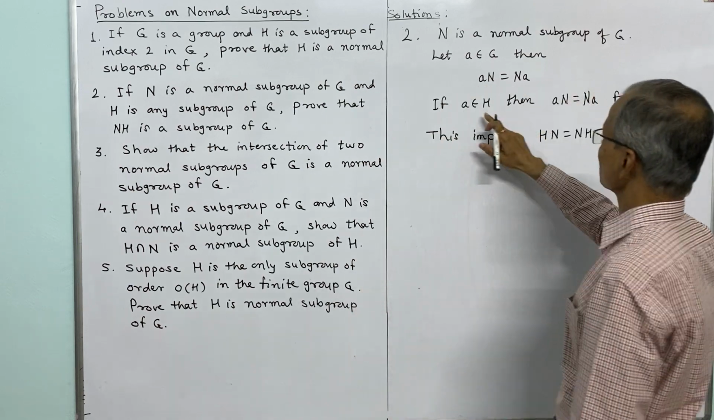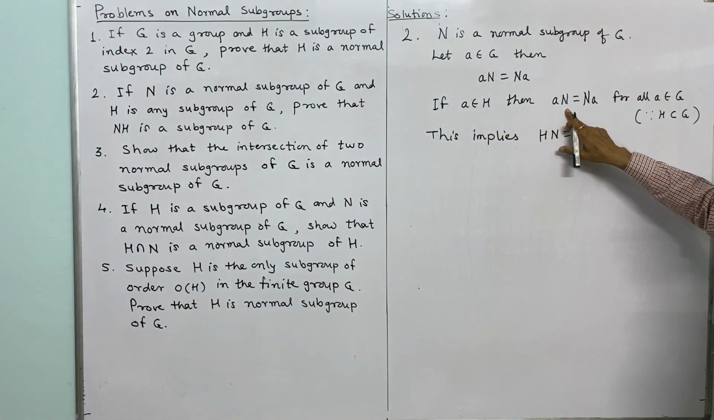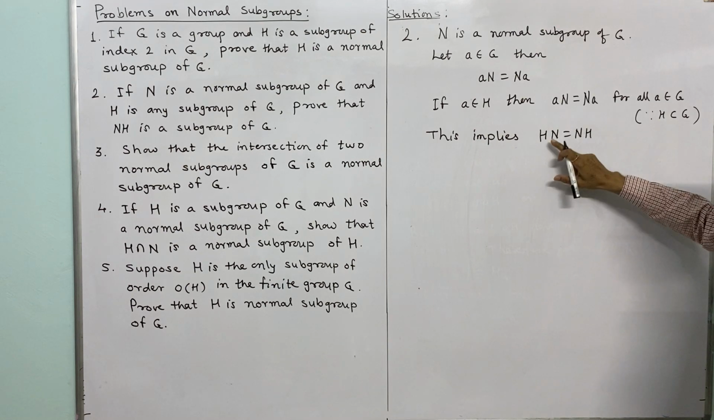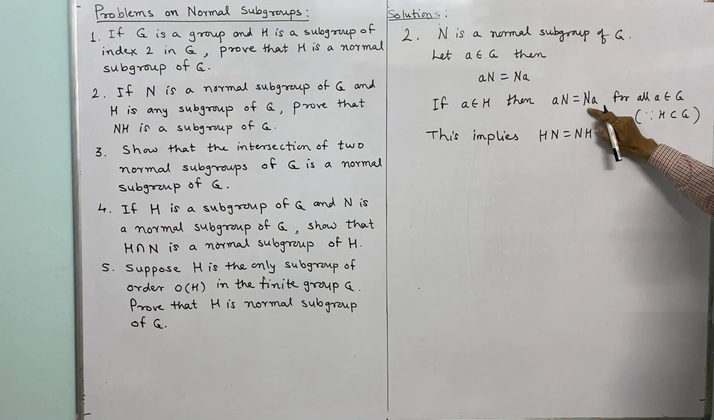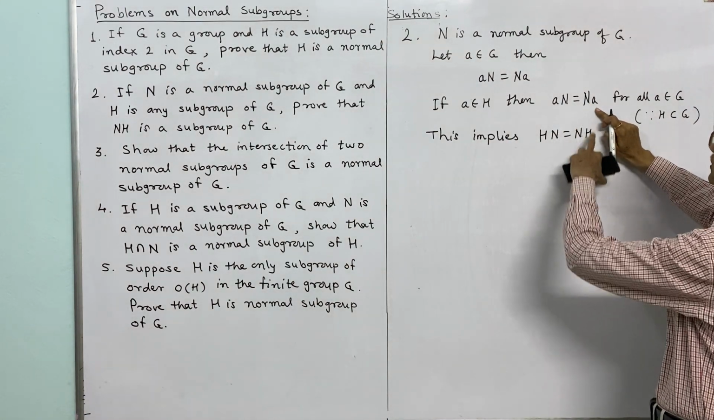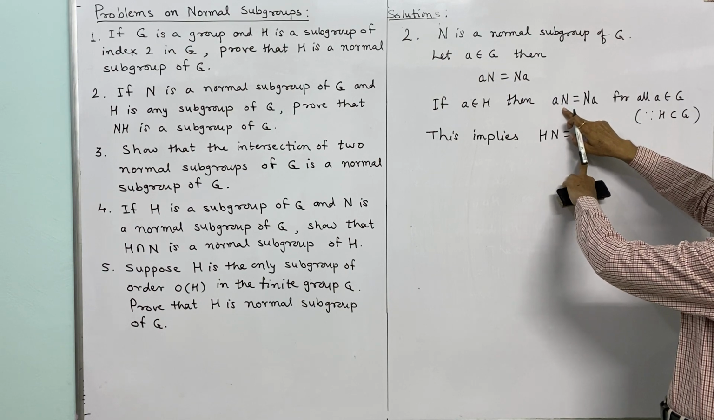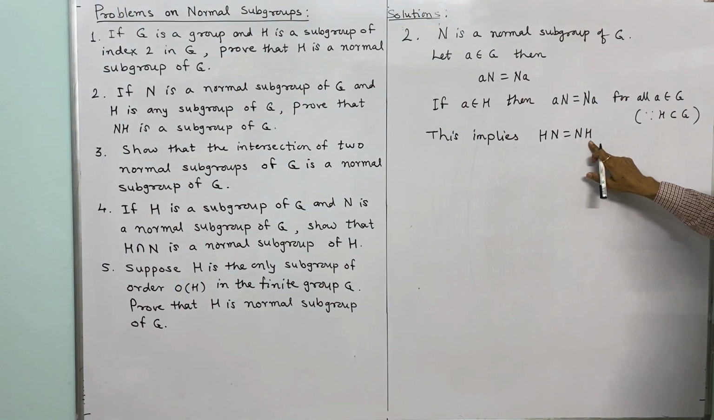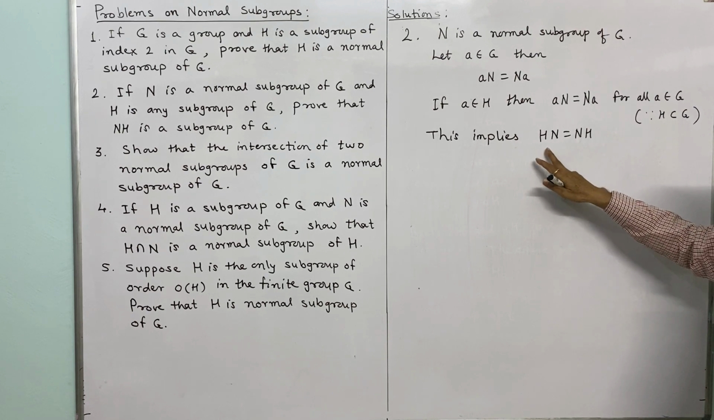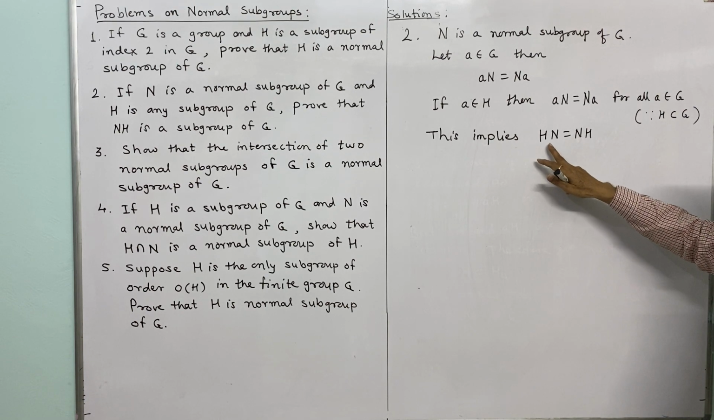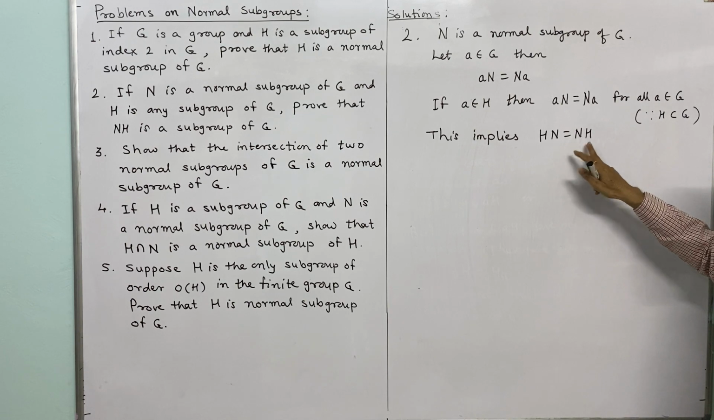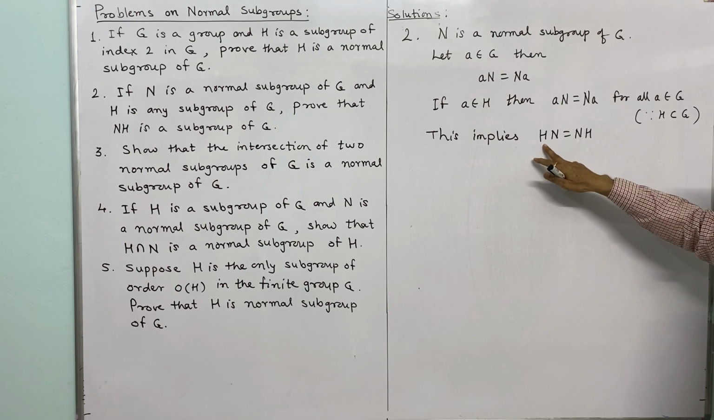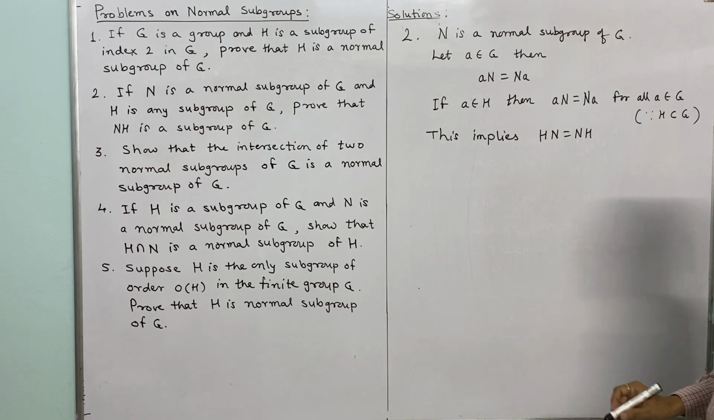Because here a belongs to H. So therefore this a times any element n in N will be in HN, and n belongs to N and a is in H. So therefore this will be NH. So this equality aN equals Na implies HN is equal to NH because this a is in H. And thus if we have two subgroups H and N such that HN is equal to NH, then this proves HN is a subgroup of G.